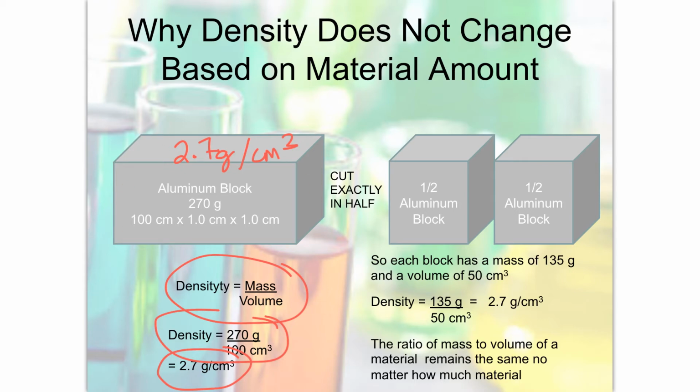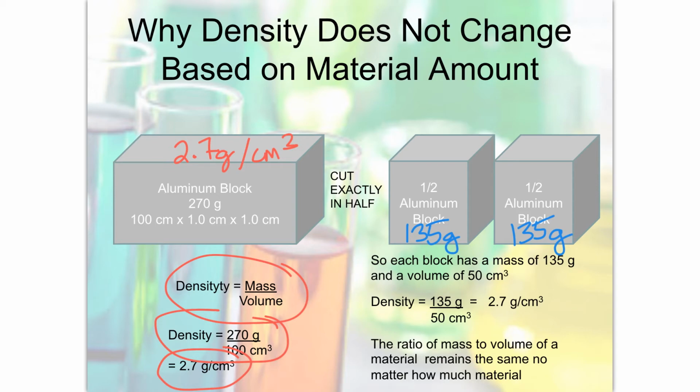So my question is, if I cut the block in half exactly, what is the new density for each block? And okay, so we're going to cut this exactly in half. So if I cut it exactly in half, my new block weighs 135 grams. Both of them. And why do they do that? Because 1/2 of 270 is 135. Right? Can everybody see how I got that? Here's my 270. I divided by 2 because I have 2 blocks now. Remember, I just cut it in half.